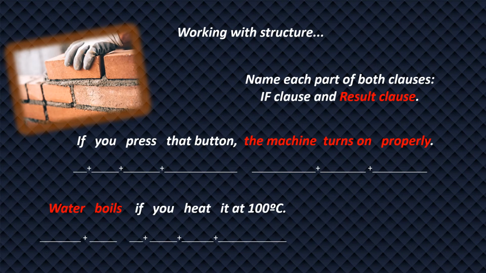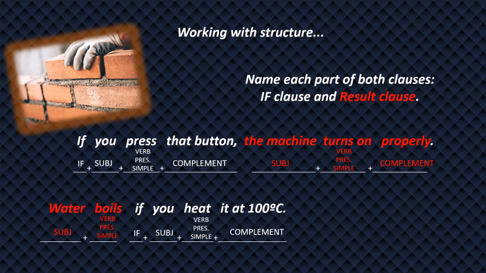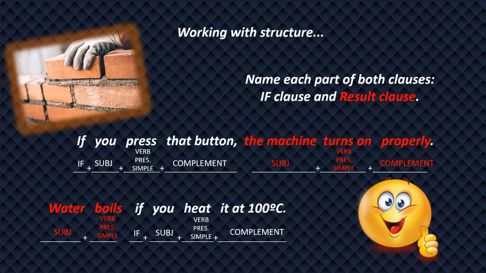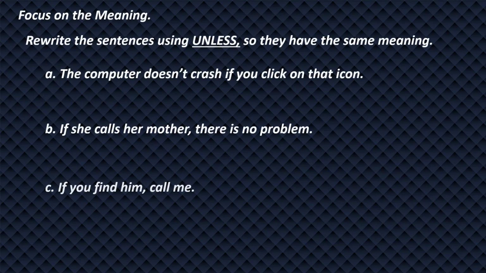Yeah, that's it. As you did, on the first sentence we have if plus subject plus verb in present simple plus a complement. And then the result clause, subject plus verb in present simple plus complement. Beautiful. And on the second sentence we have subject plus verb in present simple. And then if plus subject plus the verb in present simple plus complement. Got it? Woohoo!